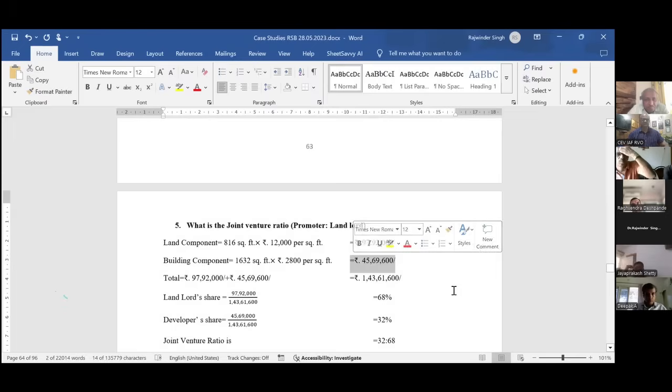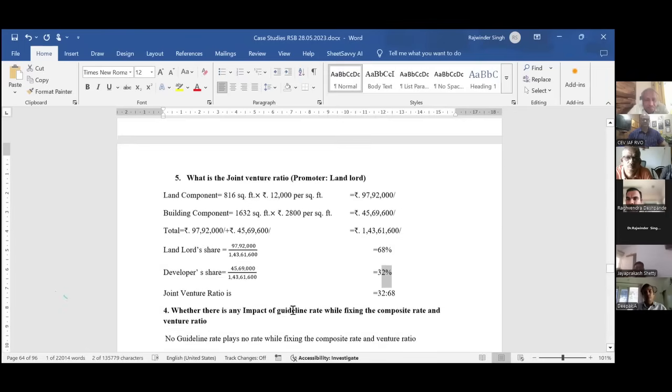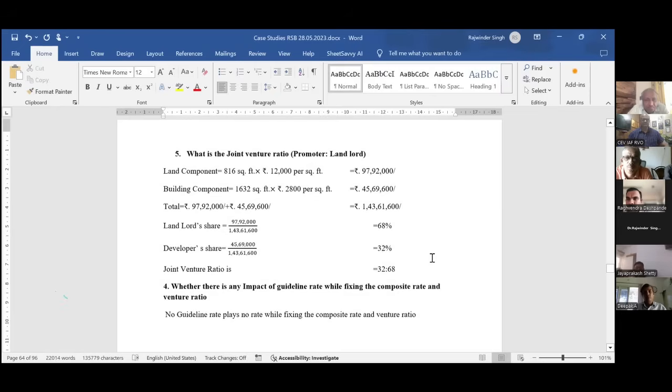So landlord's share is 68% out of 1 crore 43 lakh 69,600. And developer's share is 32%. So generally, if we ask joint venture ratio, you will write it as developer's share is to landlord's share. We write it as 32 is to 68, not as 68 is to 32. This thing you have to remember. Developer's share will be written first and then landlord's share.